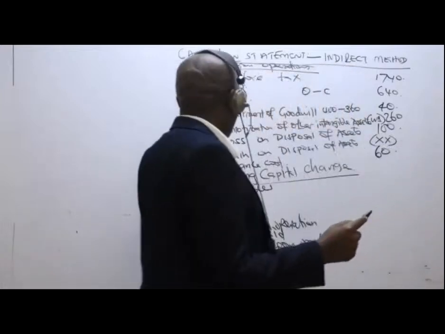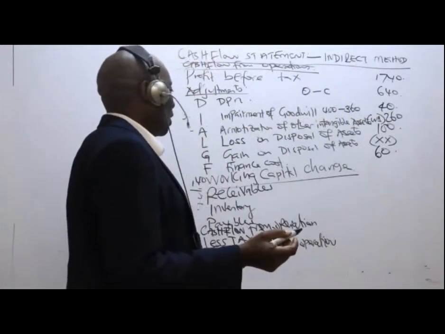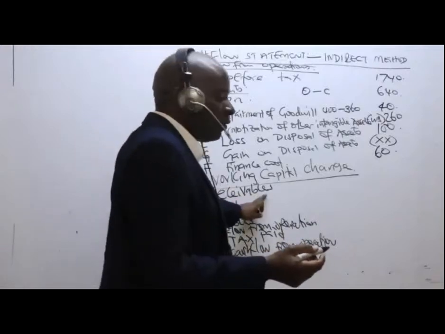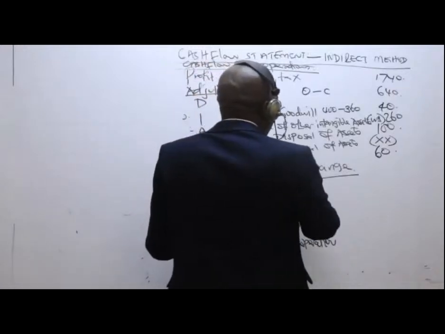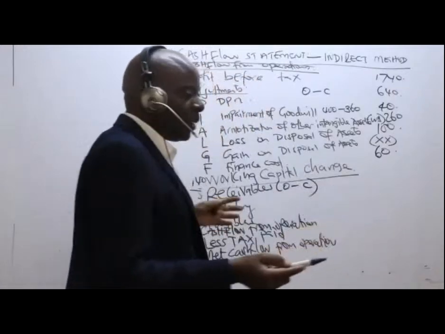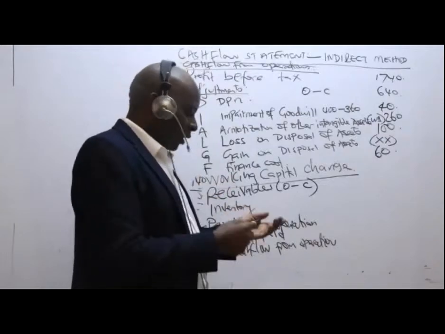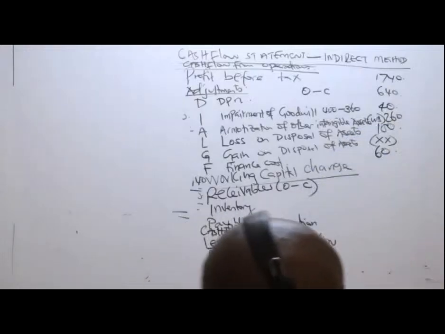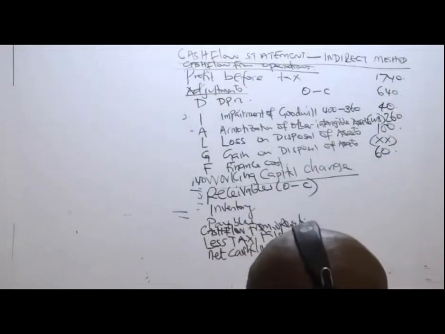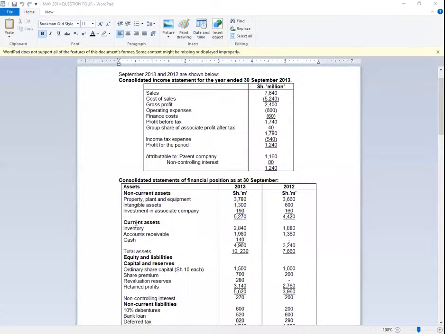From there we go to the working capital changes. We start with receivables. Remember, it is opening minus closing always. You go to the accounts receivable, and you pick the opening figure, which is the older year, 2012. So take 1360 minus 1980.